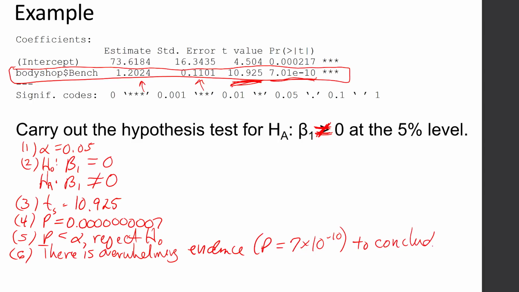To conclude, we want to put this in the context of the setting. So what is beta 1? Well, that's how the average y changes with an increase in x. What's our y here? It's the deadlift. So to conclude, mean deadlift changes with an increase in bench press.